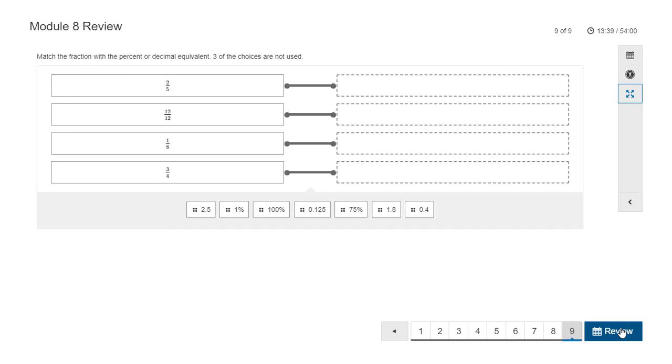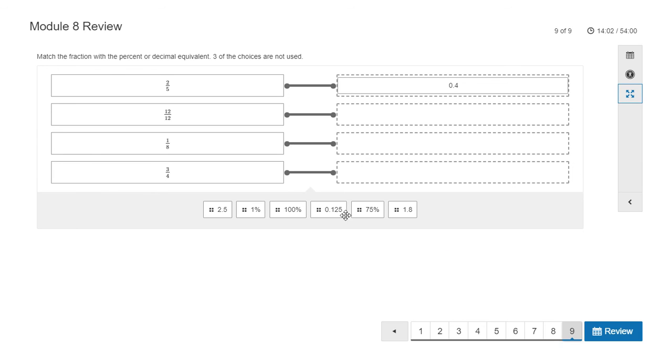Now it's time to match the fraction with the percent or decimal equivalent. 3 of the choices are not used. 2/5 comes from 1/5. 1/5 is 20%, so 2/5 would be 40%, but I don't see 40%. Now, then I have to find its decimal equivalent. 40%, get rid of the percent, move it twice to the left, 0.40 or 0.4.